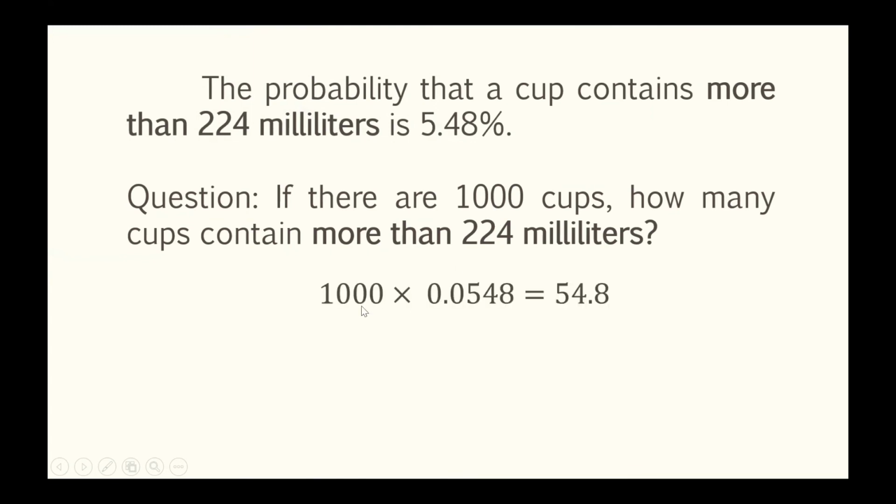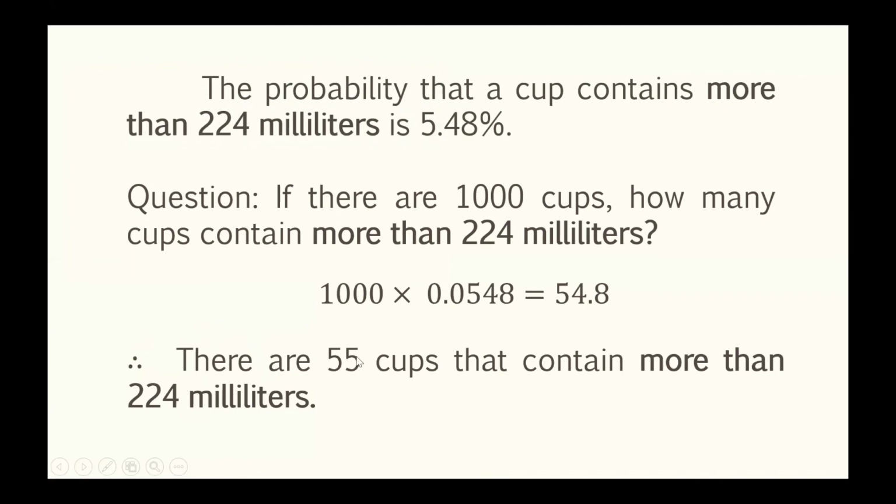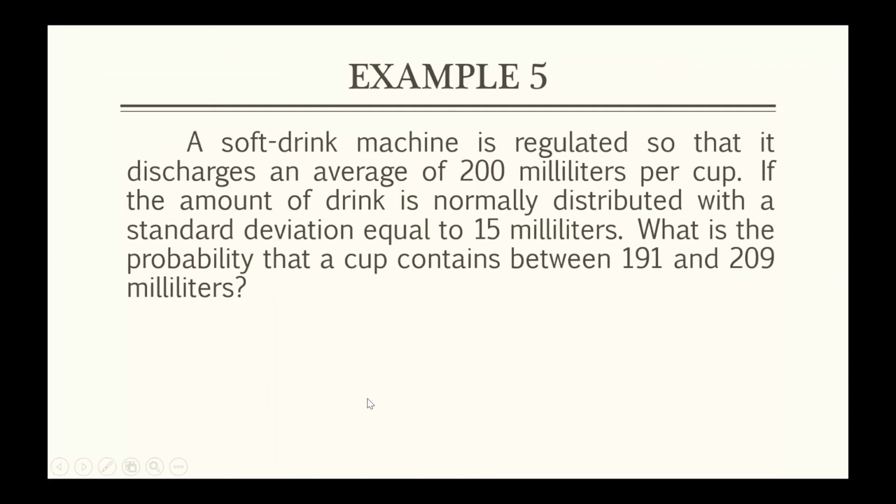By just multiplying 1,000 by the decimal form of 5.48%, that is 0.0548, that is equal to 54.8. The rule here is to always round up. Proceed to the next higher integer. So therefore, there are 55 cups that contain more than 224 milliliters.